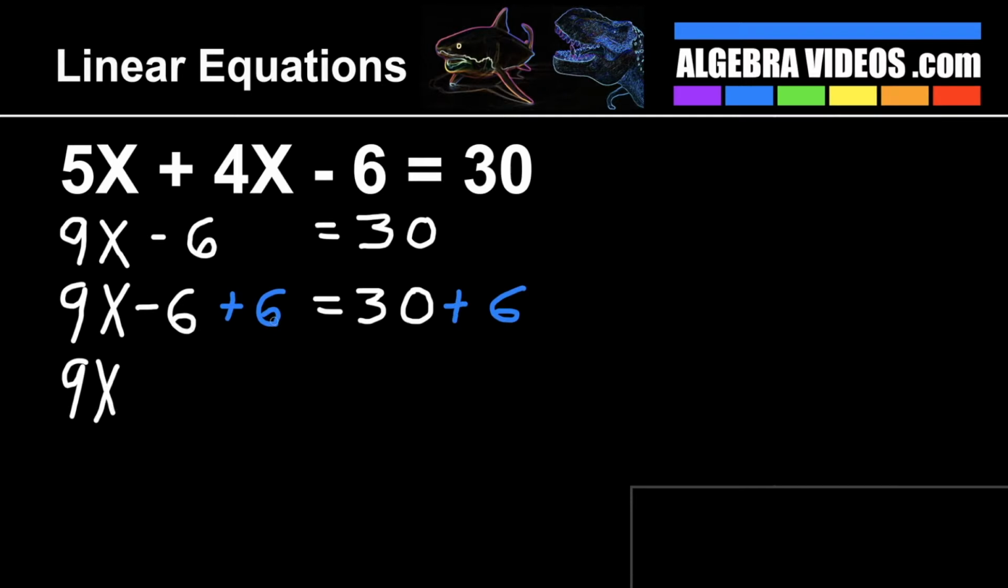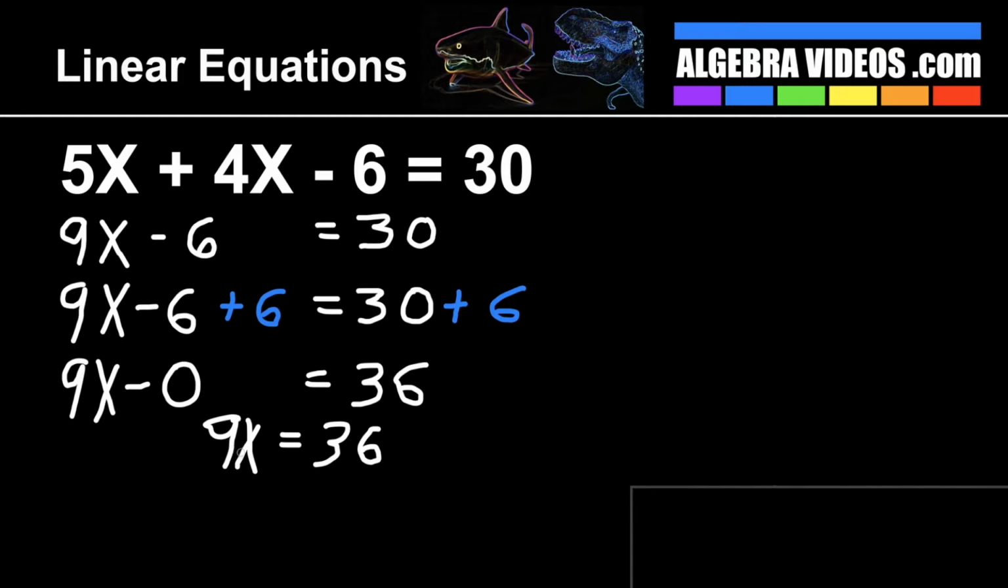And minus 6 plus 6. Well, that's the same as minus 0, right? Or plus 0. Doesn't matter. But minus 6 and plus 6 cancel out to just 0. So we'll call that 9x minus 0 is equal to, on the right side, 30 plus 6 is now 36. So 9x minus 0 is really just 9x. So 9x equals 36.